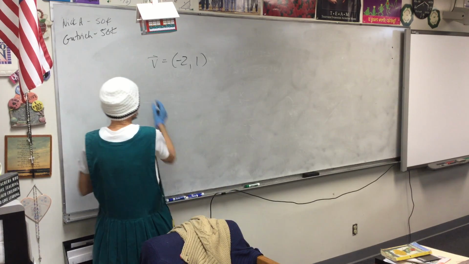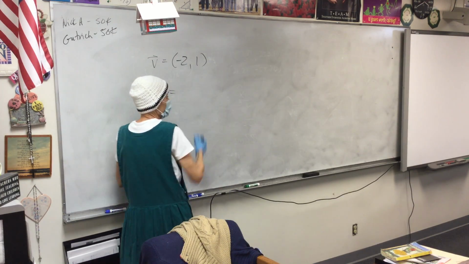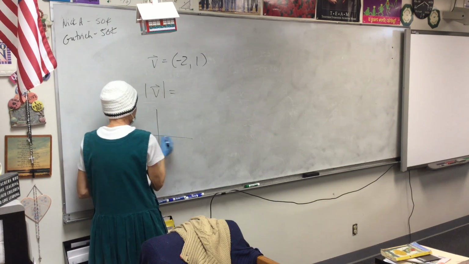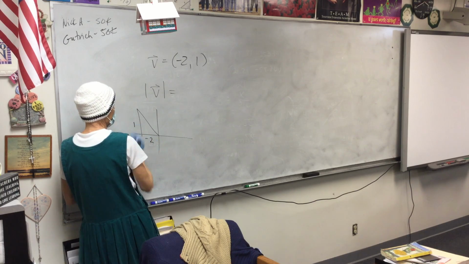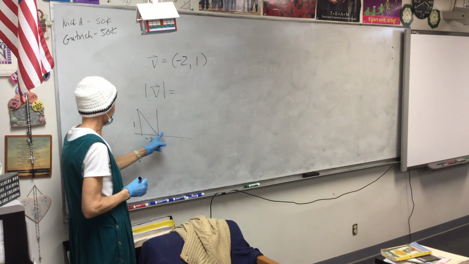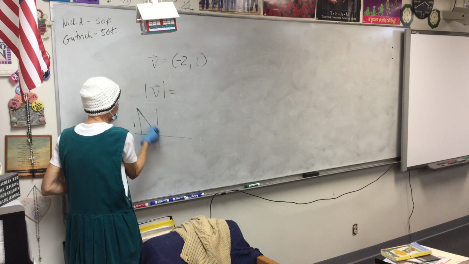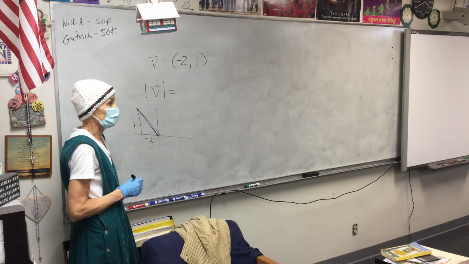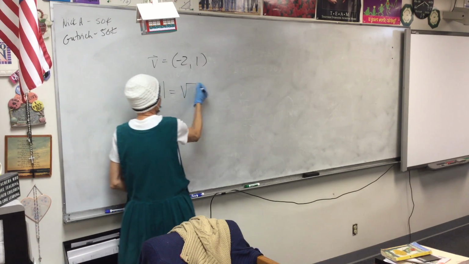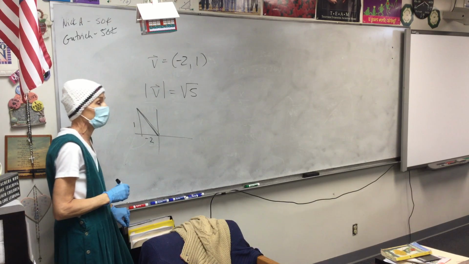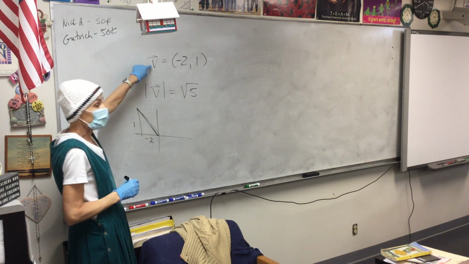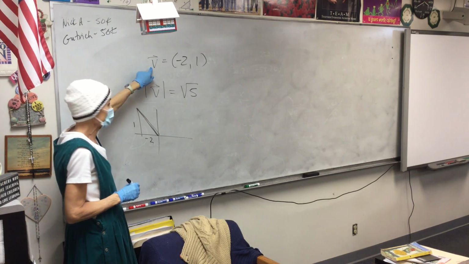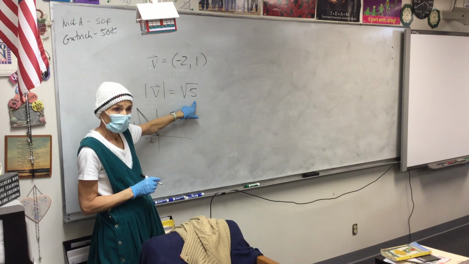Now, what is the length of this vector V? No, the length of that is not 1. If you drew a picture of it, over 2, up 1, how long would it be? Root 5. Its magnitude is the square root of 5. So is this a unit vector? No, because if you're a unit vector, your length would have to be 1.